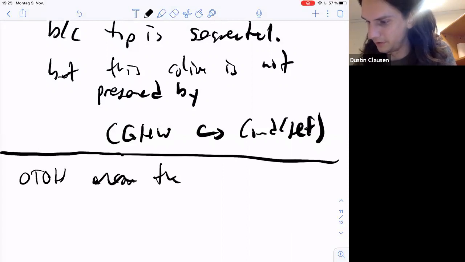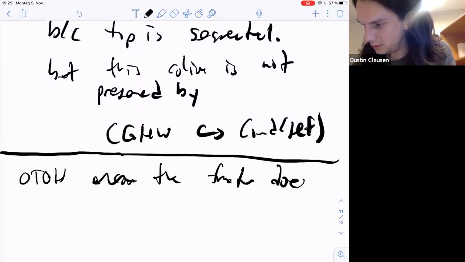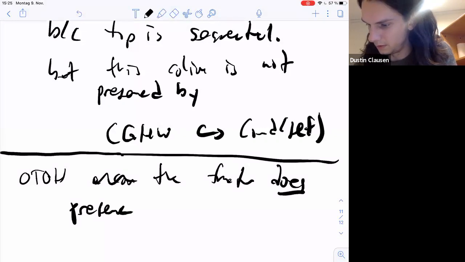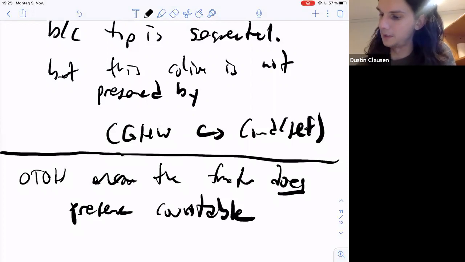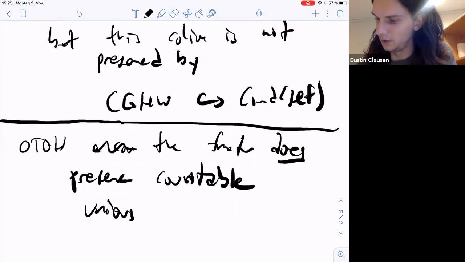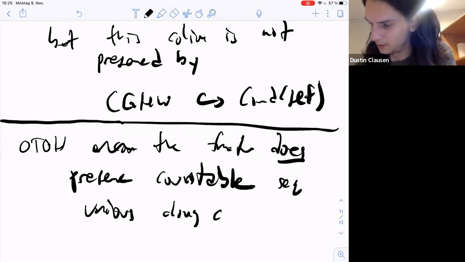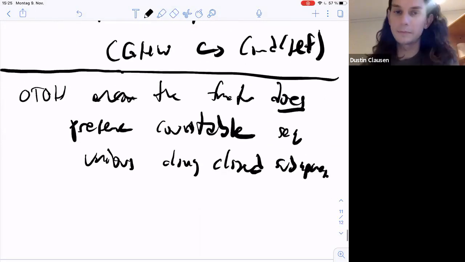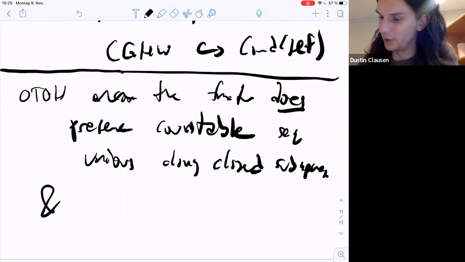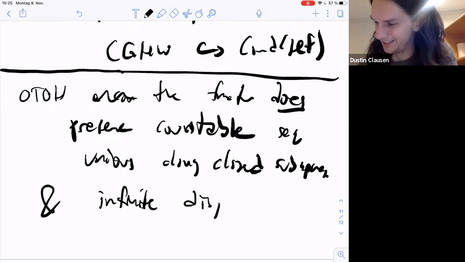The functor does preserve countable unions, countable sequential unions along closed subspaces. It also preserves infinite disjoint unions. So some infinite unions are okay.